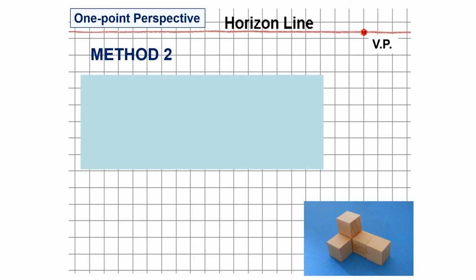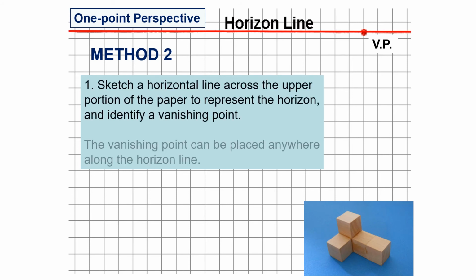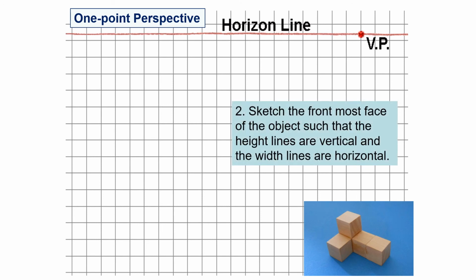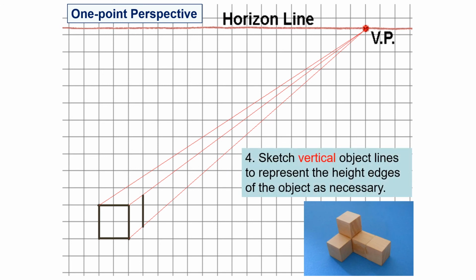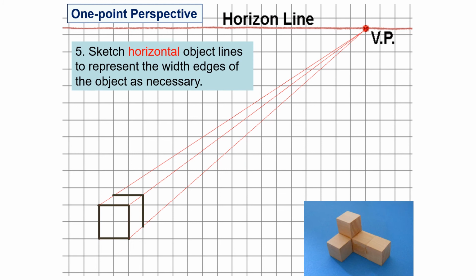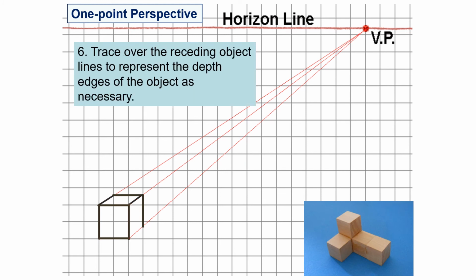Method 2. I never do method 2, but it's in the Project Lead the Way PowerPoint. Boom. Vanishing point, same so far. Sketch the frontmost face of the object such that the height lines are vertical and the width lines are horizontal. So they're not doing the glass box for this one. Why do the glass box for everything else? But now they're just starting with the front little corner there. Then they're just constructing it as they go. And I feel like this is going to be a lot tougher to do.